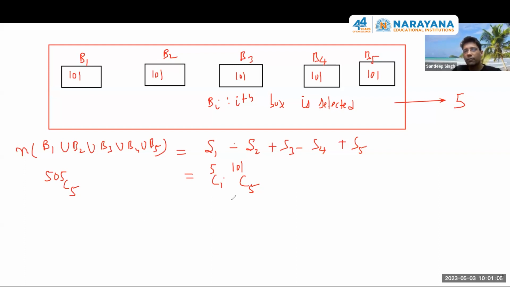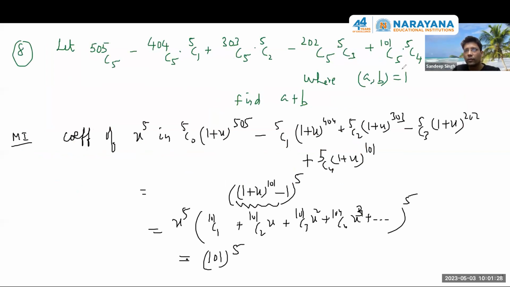N(B1) plus N(B2) plus N(B3), like that. Minus, 2 at a time. That means you are selecting from 2. So what does it signify? Minus 5C2, all combinations. And from those two, what does it imply? That 202C5. See the expressions also. 5C1 into 101C5. This is the first expression. This is the second expression. 5C4 is also same as 5C1, and 5C3 is also same as 5C2.